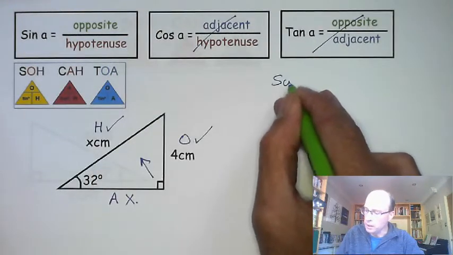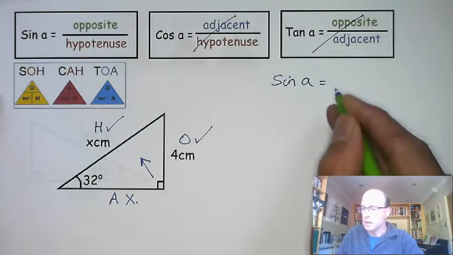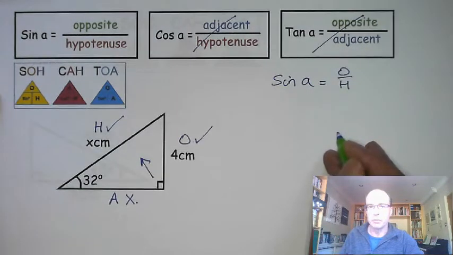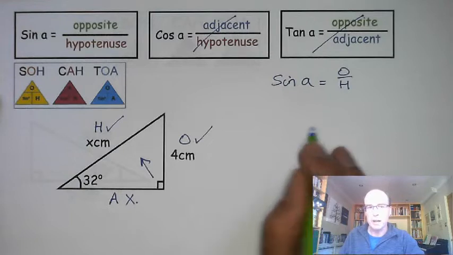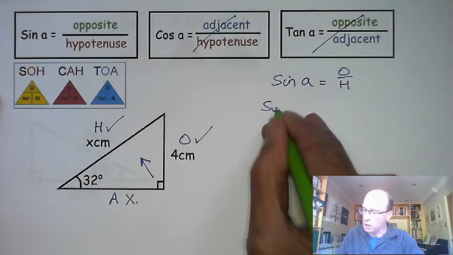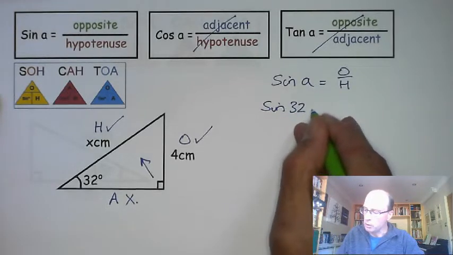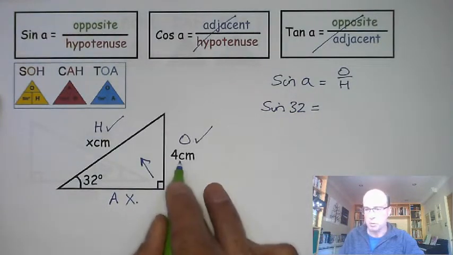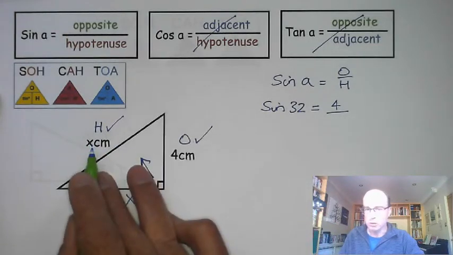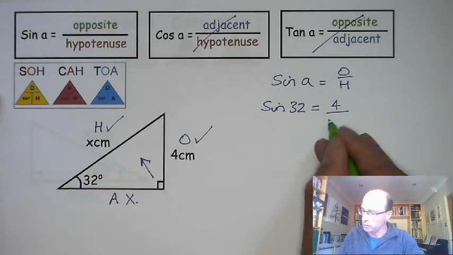And now I'm going to be using my sine ratio. So sine of A is equal to the opposite over the hypotenuse, and we're going to write the formula down. We're then going to substitute our values in. So what have we got? We've got an angle of 32 degrees. So sine of 32 degrees is equal to my opposite side, which is 4, divided by my hypotenuse, which is my variable x.